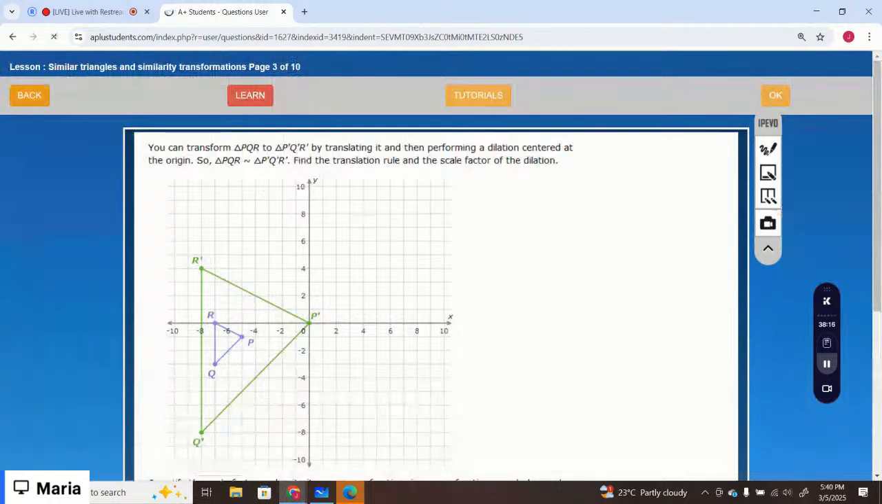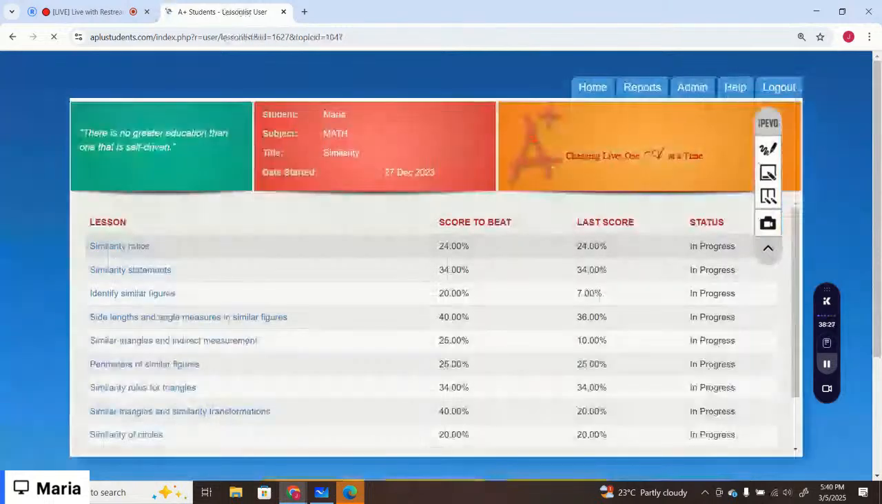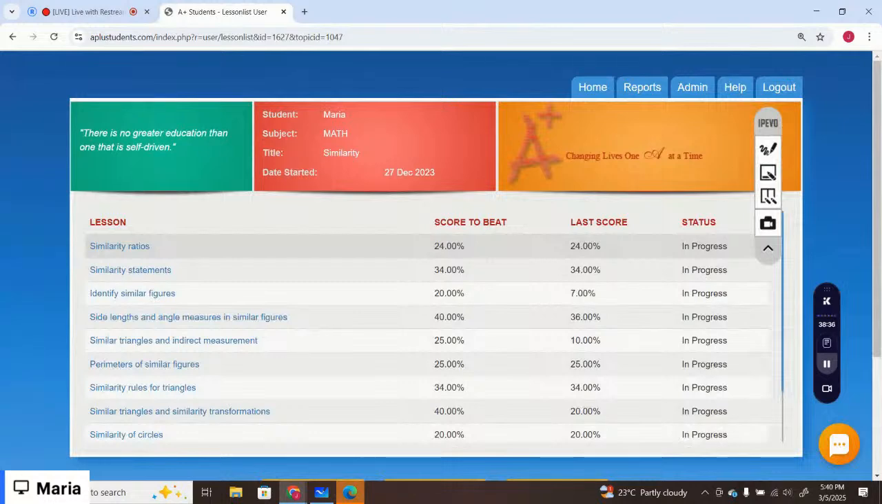Okay, you can complete the lesson by yourself later today. We were working on grade 10 math. Chapter 2 we're working on is similarity. The lessons we have covered today are similar angles and indirect measurement, perimeters of similar figures, similarity rule for triangles, and similar triangles and similarity transformations.